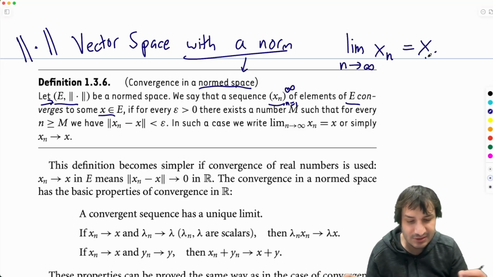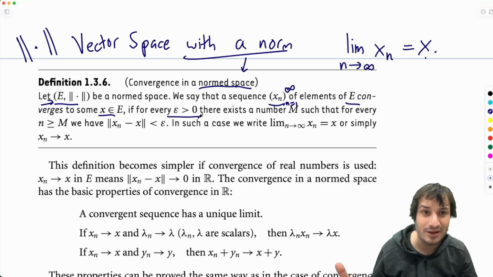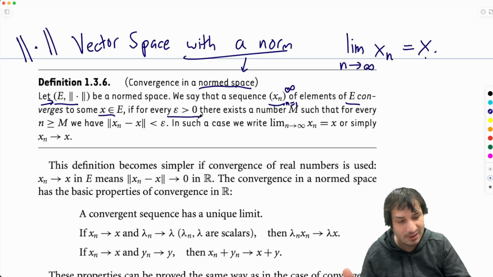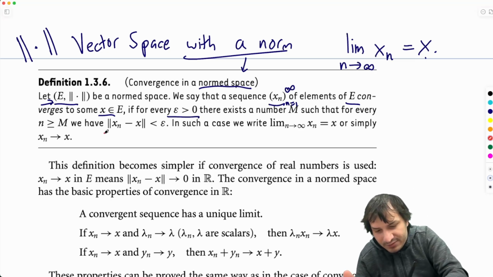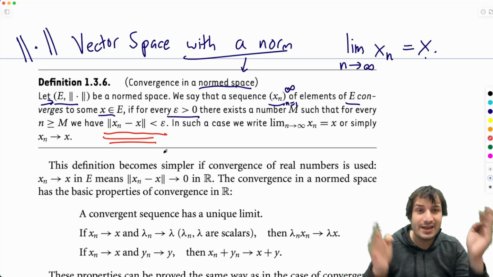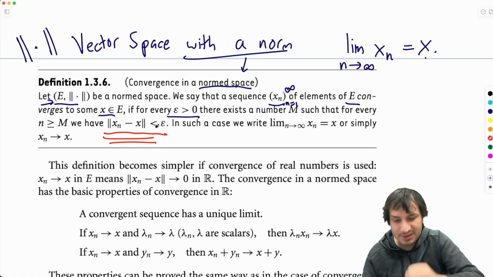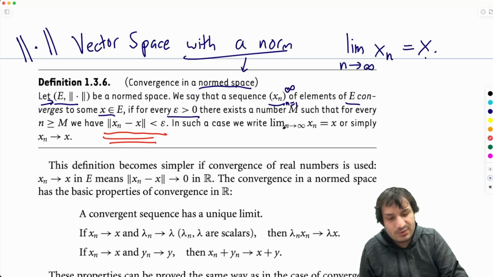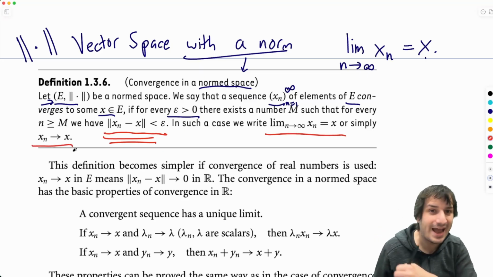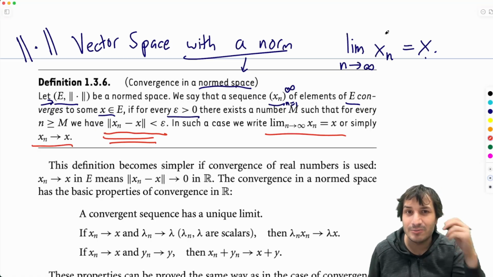And once again, the idea is the xn's are getting arbitrarily close to x. Arbitrarily close means for every epsilon greater than 0, we are eventually within epsilon. And what does within epsilon mean? Well, when you're in a normed space, within epsilon means eventually the norm of xn minus x is less than epsilon. So we're getting closer and closer. Closer and closer is measured with the norm, and we need the norm to be less than epsilon. In such a case, we write that the limit of xn equals x, or simply xn arrow x. So we don't even write the limit. We just do it all with an arrow.